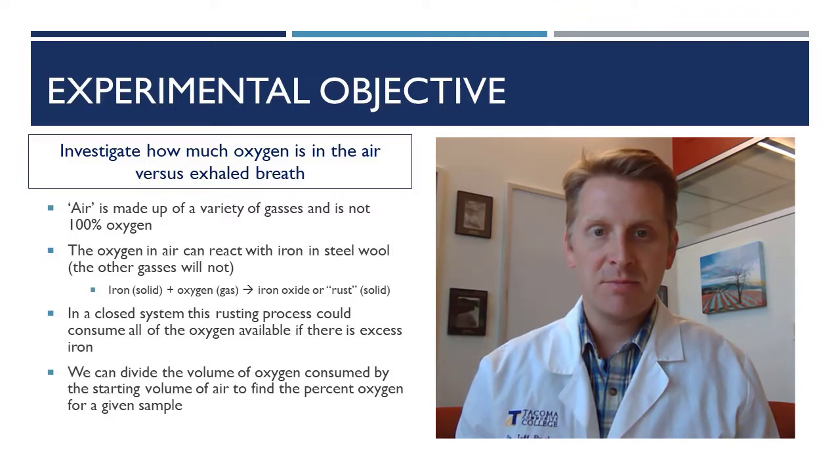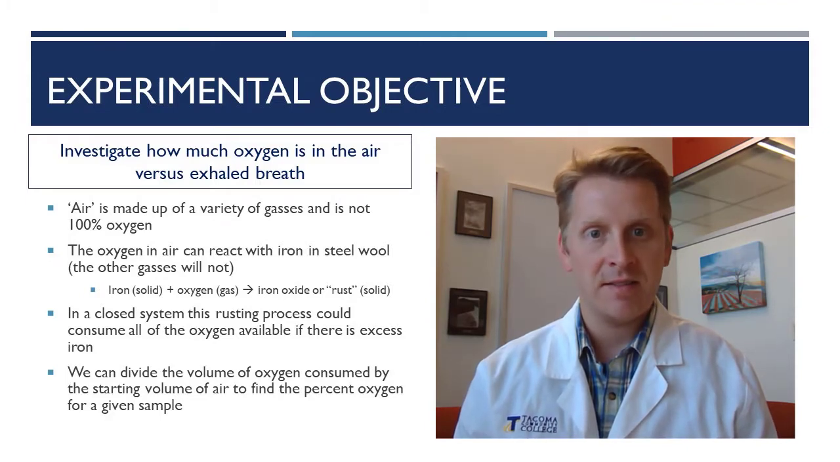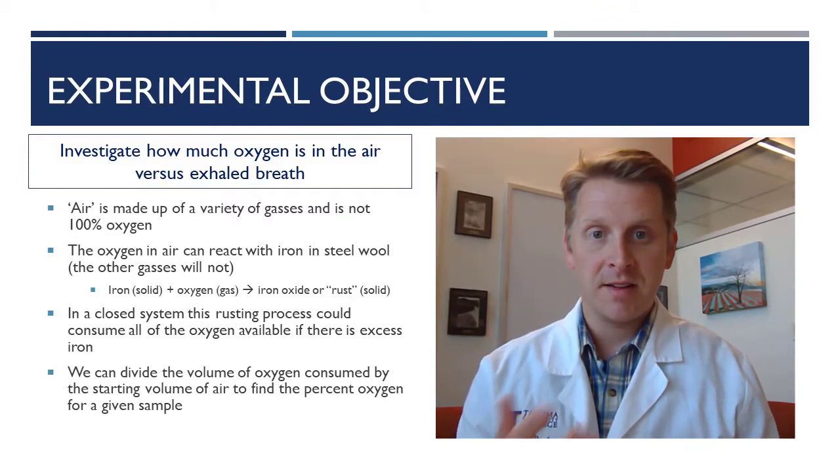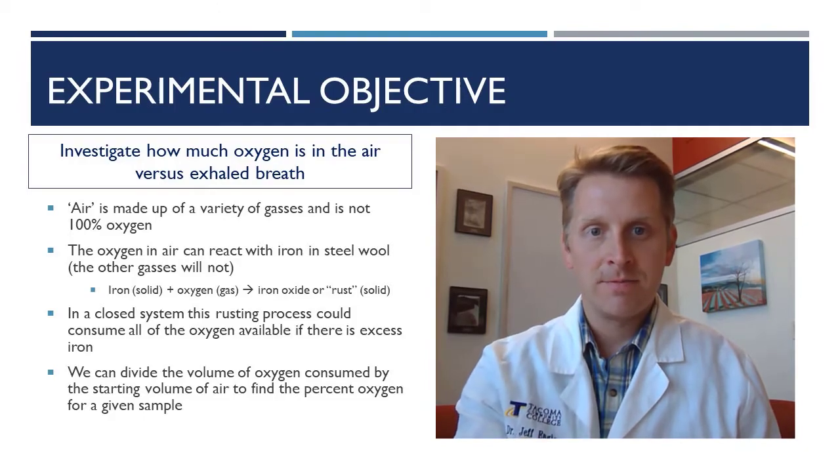When this reaction takes place, if we have excess steel wool, all of that oxygen in theory could be consumed and converted into iron oxide, which is rust, meaning there would not be any gaseous oxygen left inside of that syringe. From that point, we can divide the amount of oxygen that was consumed by the total volume of air or exhaled breath on the inside of the syringe to find the percentage of oxygen making up that sample. So let's go ahead and jump into the video and see how this experiment works.